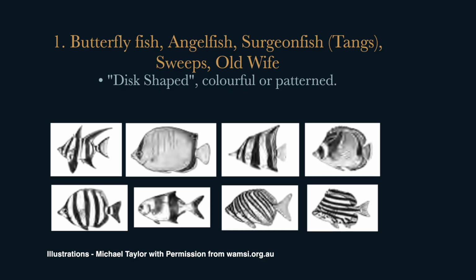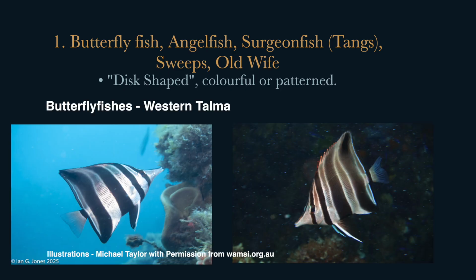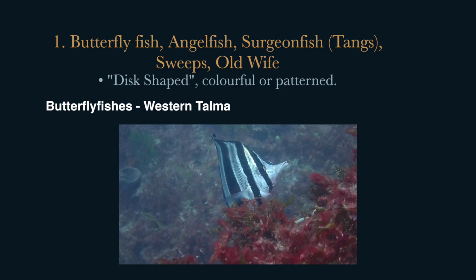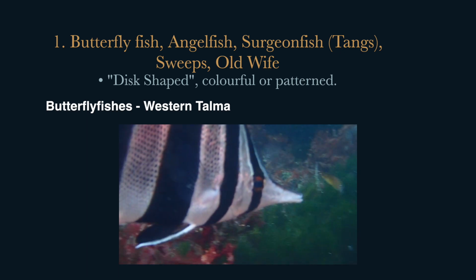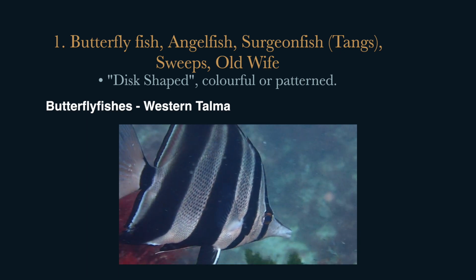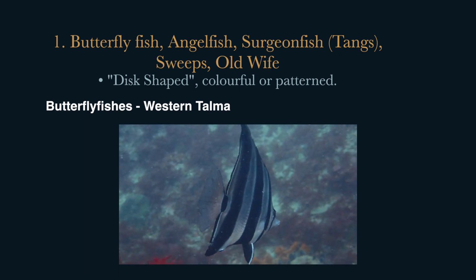Group number 1 are butterfly fish, angelfish, surgeonfish, tangs, sweeps and old wives. They're generally disc-shaped and thin, and they're usually colourful and patterned and often have a spot at the back. The western talma is a butterfly fish endemic to Australia. It's found from South Australia round to Exmouth in Western Australia and is seen on most dives off Perth. They're territorial and form pair bonds.